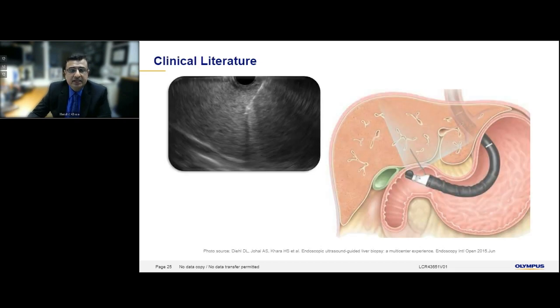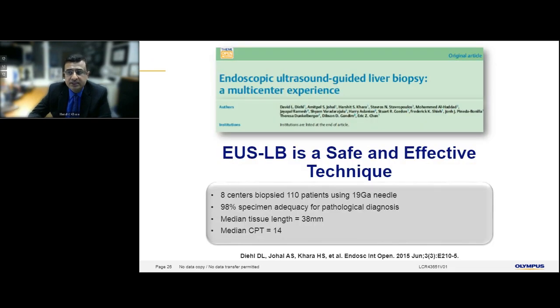So what is the literature behind it? How did all this start? And obviously this all started with our initial multi-center study. The initial question was, is this feasible? Should we be doing it? And can we even get adequate tissue by EUS-LB?